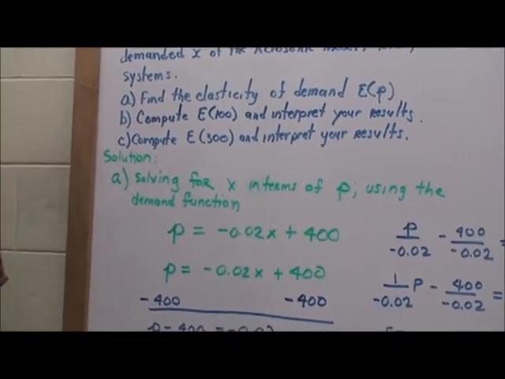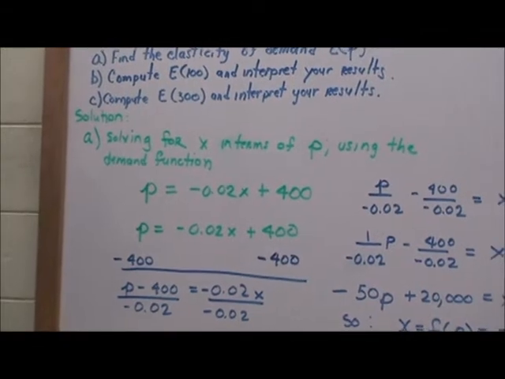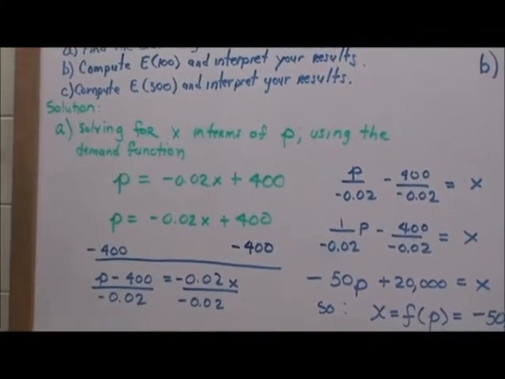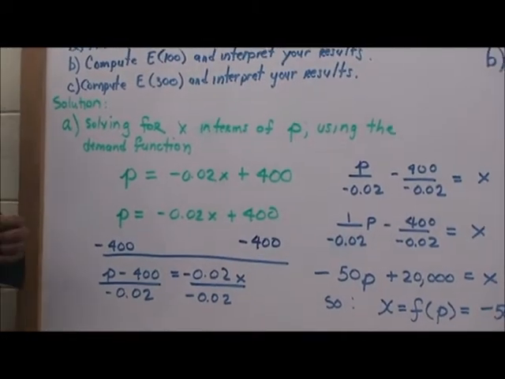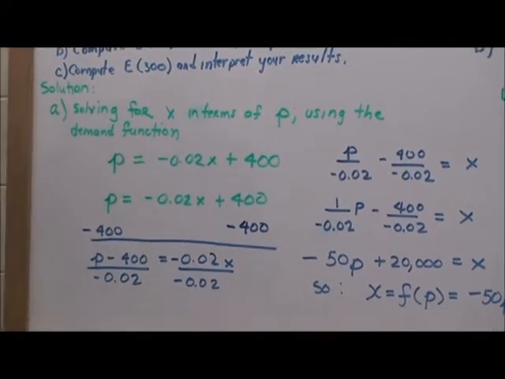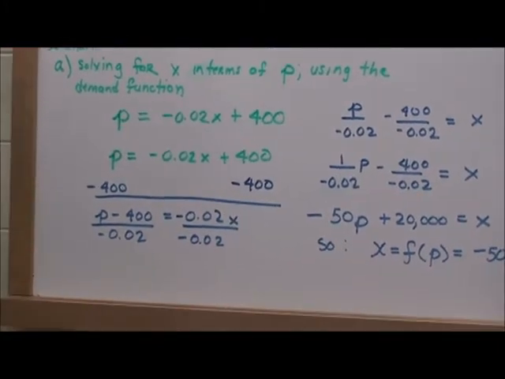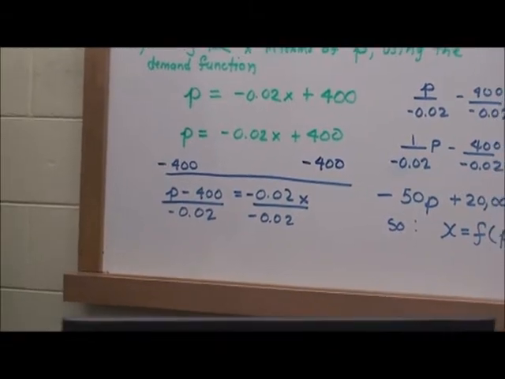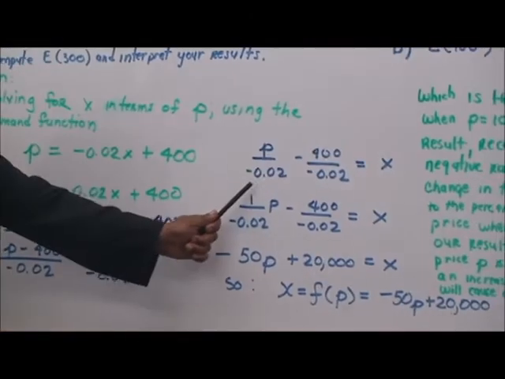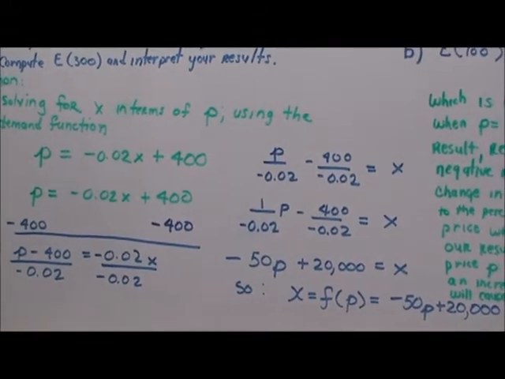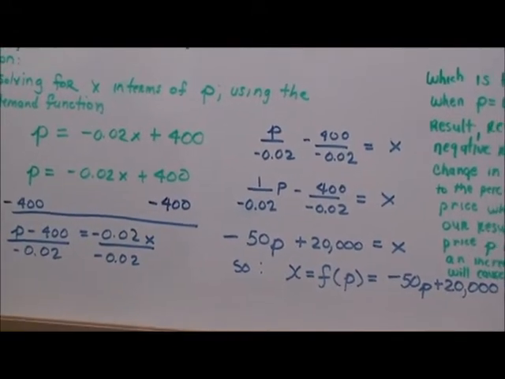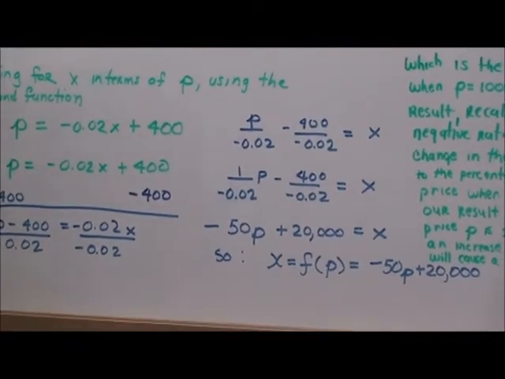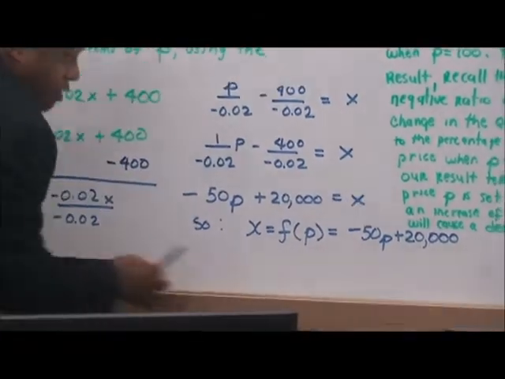So for A, the first thing we want to do is solve for x in terms of P using the demand function. As you see, P is equal to negative 0.02x plus 400, and as we solve for x, line by line, we come up with x is equal to f of P, which is equal to negative 50P plus 20,000. Right here, you see that.